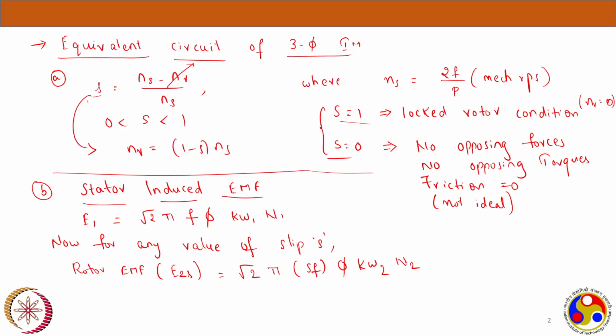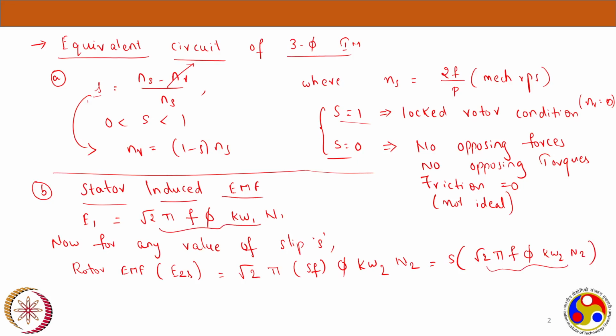So the Kw2 and N2 will be the winding factor and the turns in the rotor side. That's a similar analogy with respect to the stator, but the important thing is that the frequency of the rotor will be the slip frequency, that is S times f. Now if you take S common outside, the rest of the factor will look like root 2 pi f phi Kw2 N2.